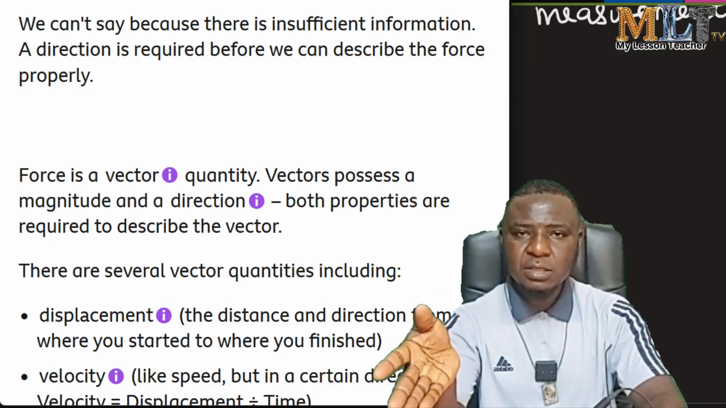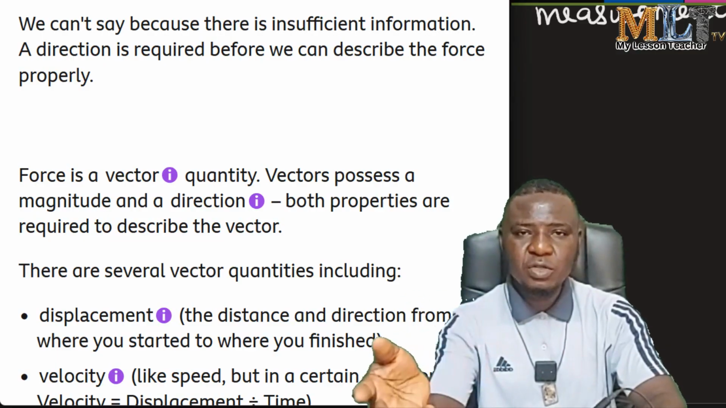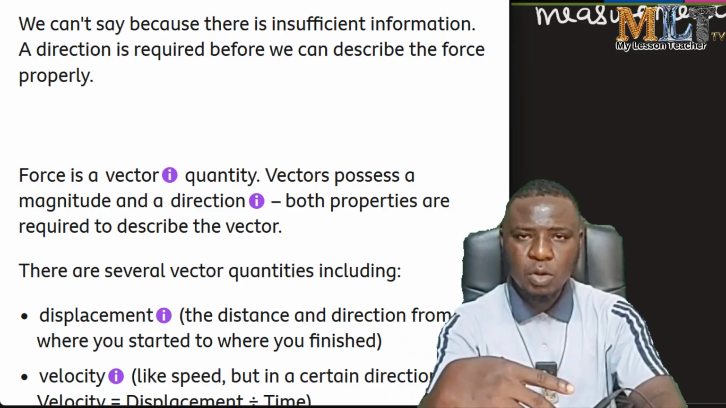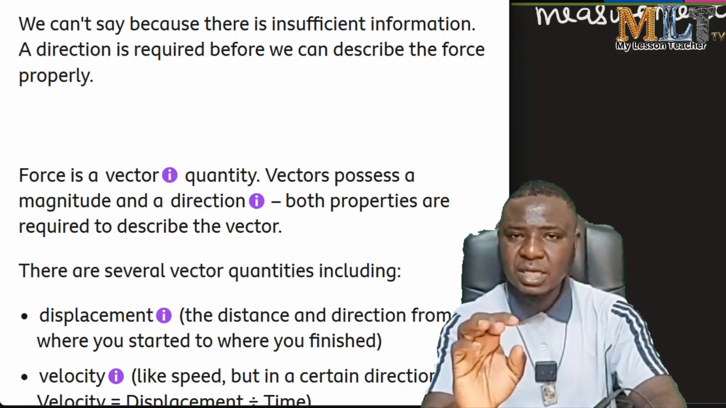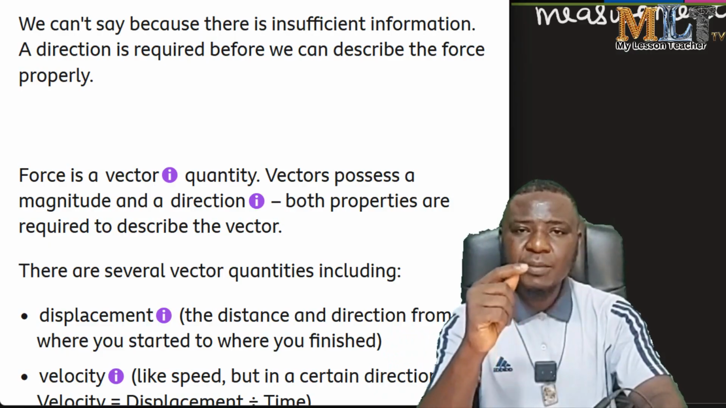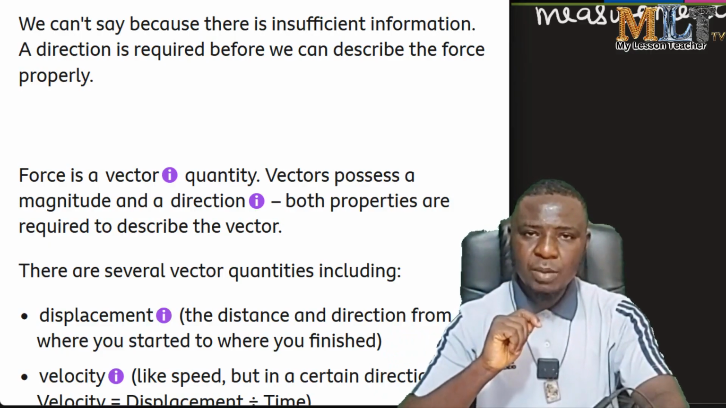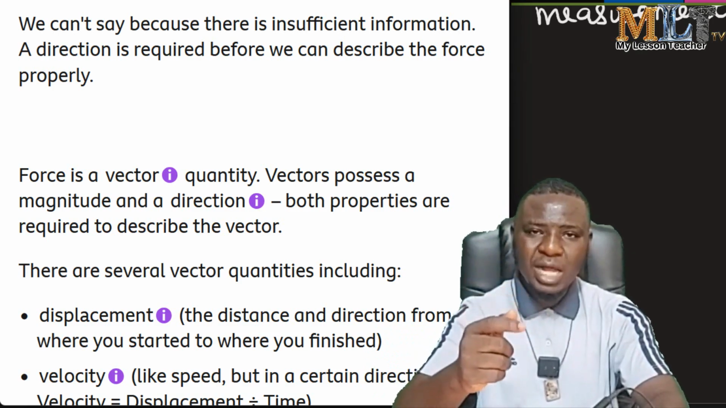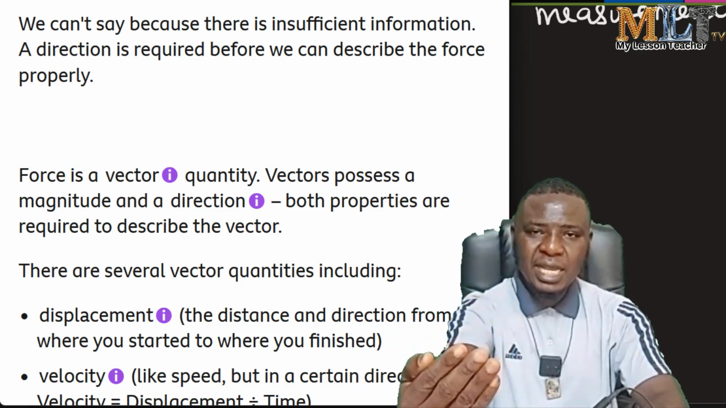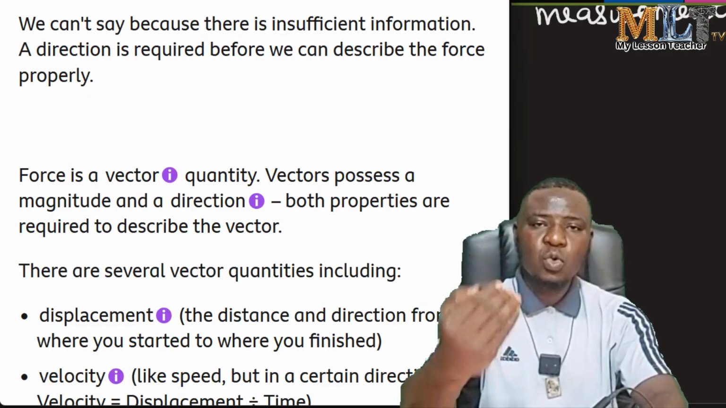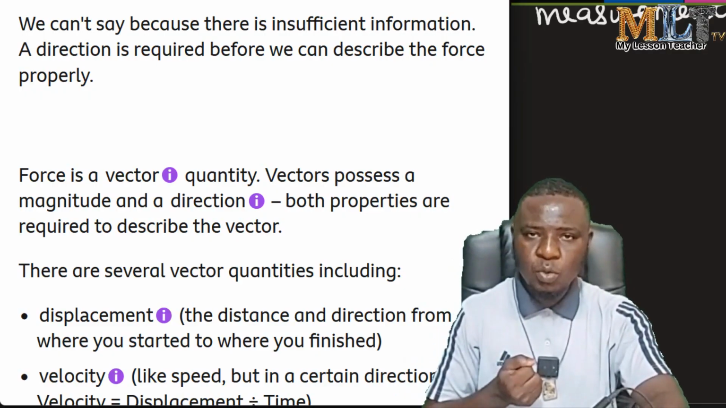Just like the question said, 5 Newton, is it a push or a pull? The direction was not stated. So the direction will tell you if it is a push or a pull. If it is stated that it is away from you, then you know that it is a push. If it is stated that it is 5 Newton towards you, then you know it is a pull.